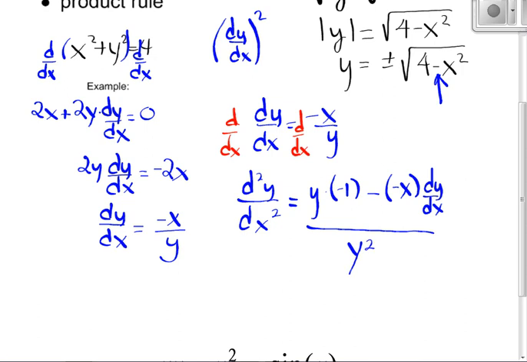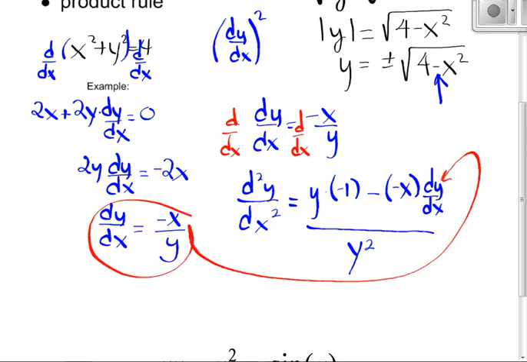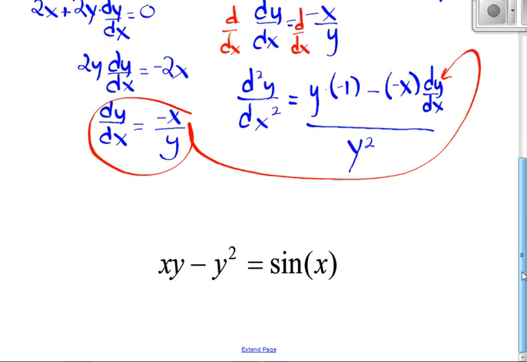What would I put in for dy/dx? Negative x over y. Right, dy/dx is this. I would substitute that right in there. That was doing it implicitly. It was easier than doing this and having those square roots, and then imagine that after that, I'm going to have to do it again with square roots. I don't like that. It's not always an advantage to be solving for y.